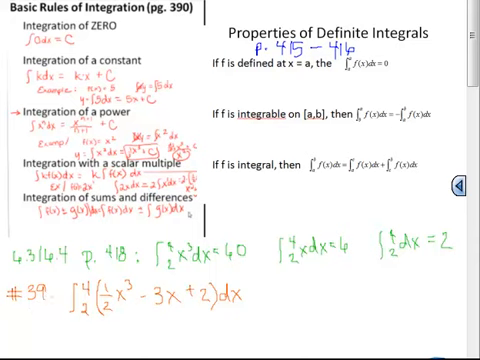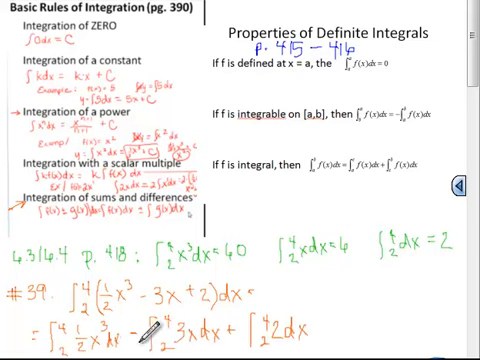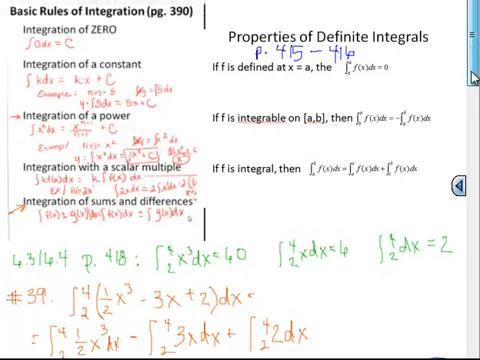Alright, so looking at this problem number 39, what I'm going to first do is use the integration of sums and differences. So if you're ever trying to integrate something with many terms, you can break them up. So this is what this is going to look like. Now what you can see here is that I've broken each one of these terms up individually and written them as their own separate differential, and therefore I'm going to integrate each term separately.